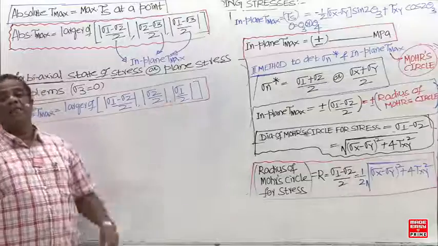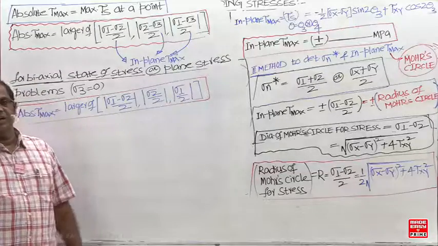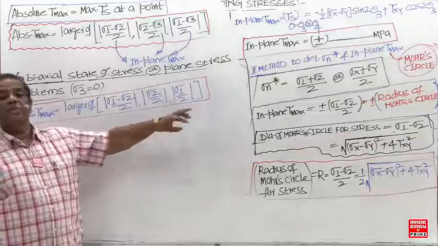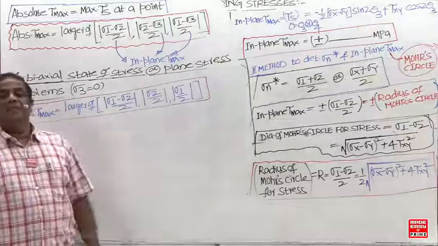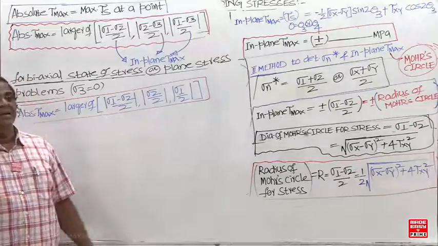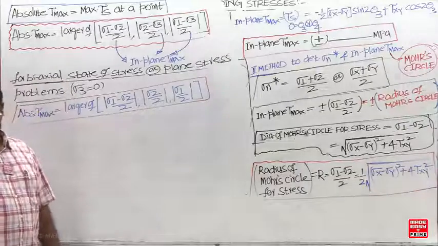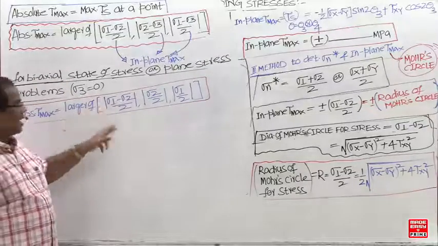Everybody is going to tell sigma 1 by 2 is the larger. We cannot directly tell it now. When sigma 1 and sigma 2 are both like in nature, it is sigma 1 by 2. But if sigma 1 and sigma 2 are unlike in nature, which is the larger? Now this will be the larger.